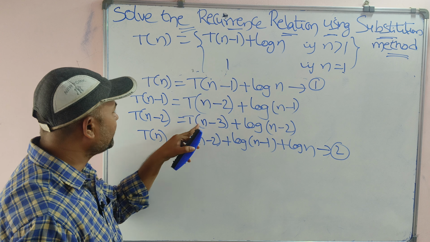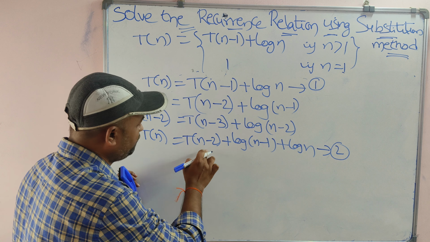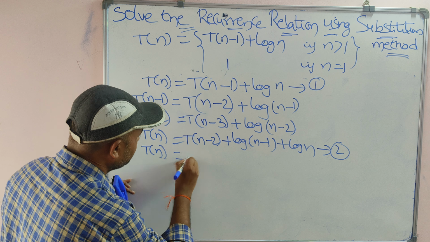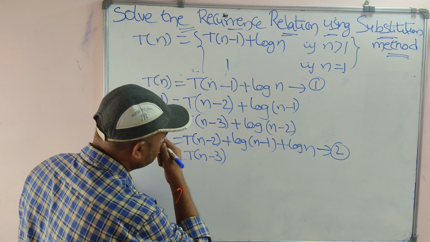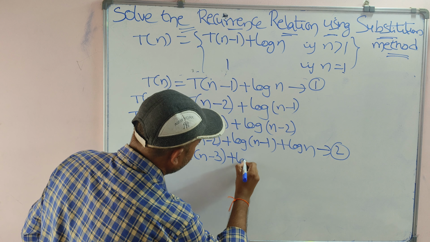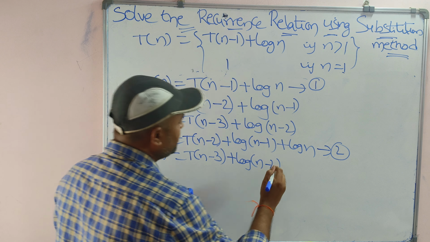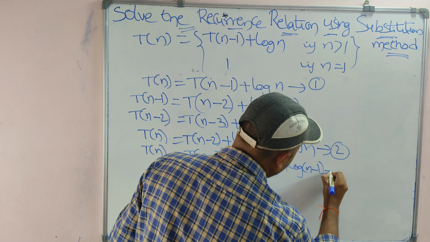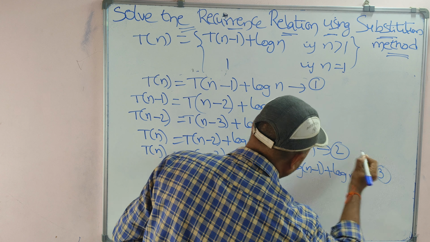Next, we know what is T(n-2). So substitute the T(n-2) formula in equation 2. Then T(n) equal to, what is T(n-2)? T(n-3) plus log(n-2). What are the remaining terms? Plus log(n-1) plus log n. Let it be equation number 3.